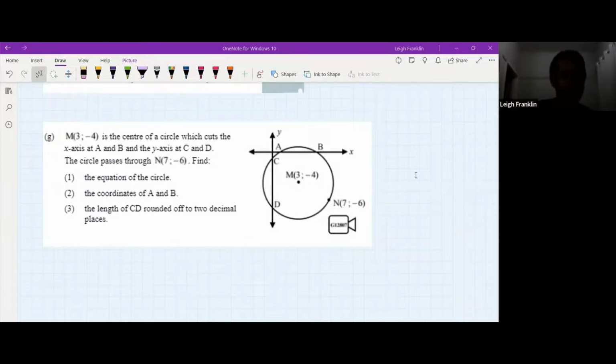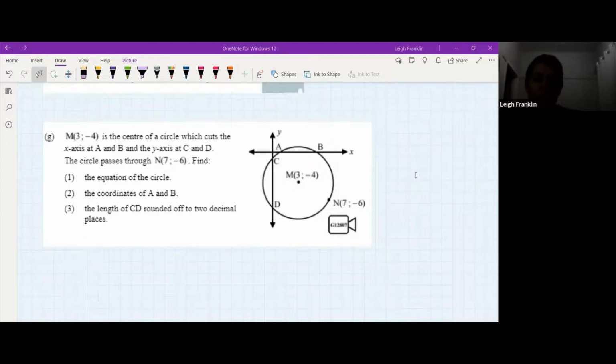All right, so we've got the center of the circle at M has the coordinates 3 and -4. So this circle has been moved to the right and down. That's why it's a positive A and a negative B value. M is the center of the circle which cuts the x-axis at A and B and the y-axis at C and D. The circle passes through the point N, 7 and -6, another point in the fourth quadrant. The first thing that they want us to do is calculate the equation of the circle.